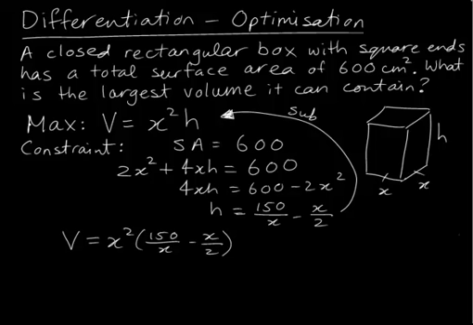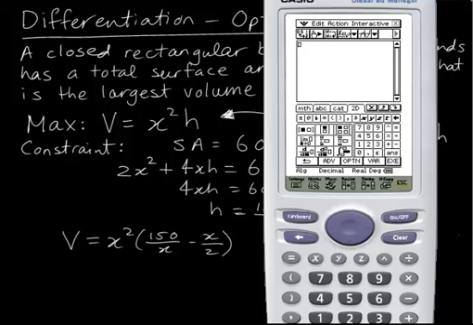So now this objective function, this volume function that I'm trying to find the maximum of, is all in terms of one variable, and that is x. So I can actually differentiate and set it equal to 0 to find the maximum turning point. Now often a question like this would appear in resource-active, which means that calculators are certainly allowed. So let's pull up our ClassPad and let's find the derivative of this.